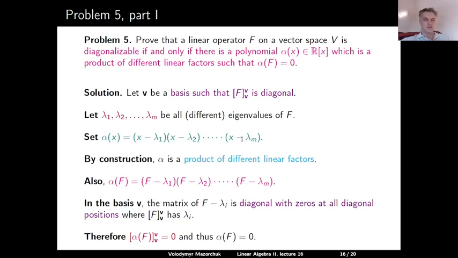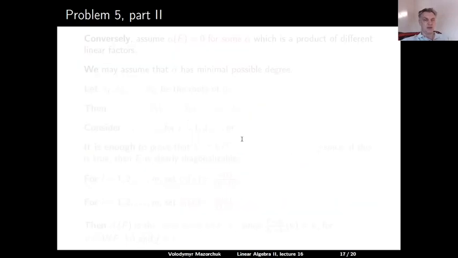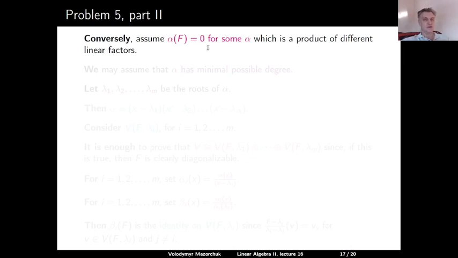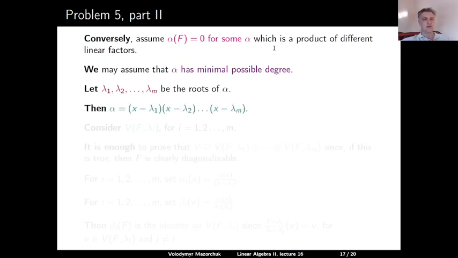Now let us prove the inverse implication. So conversely, assume that alpha of f is equal to zero for some polynomial alpha, which is a product of different linear factors. Of course, we may assume that alpha is as minimal as possible, so it's a product of as few linear factors as possible, and let lambda 1, lambda 2, and so on, lambda m, be the roots of alpha. So then we can simply assume that alpha is equal to (x minus lambda 1) times (x minus lambda 2) times and so on.